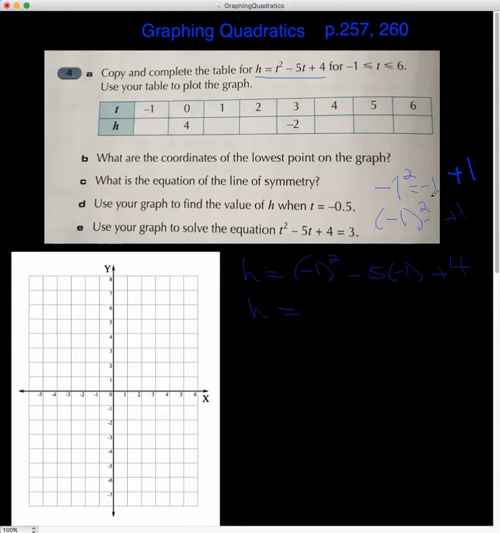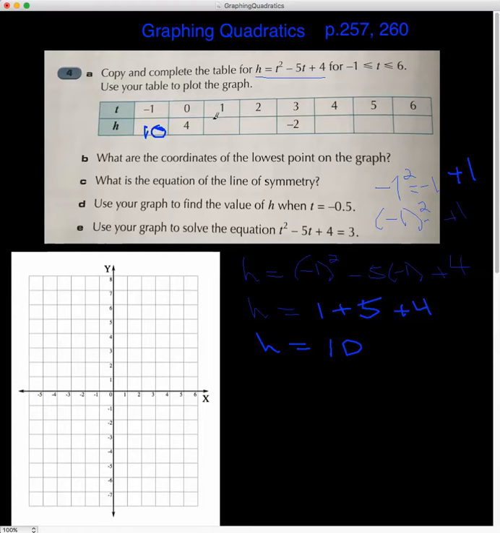All right, so (-1) squared is 1. -5 times -1 is +5. So if you have 1 plus 5 plus 4 equals 10. So at this point, you should have 10. So you for sure need your calculator to do these ones.